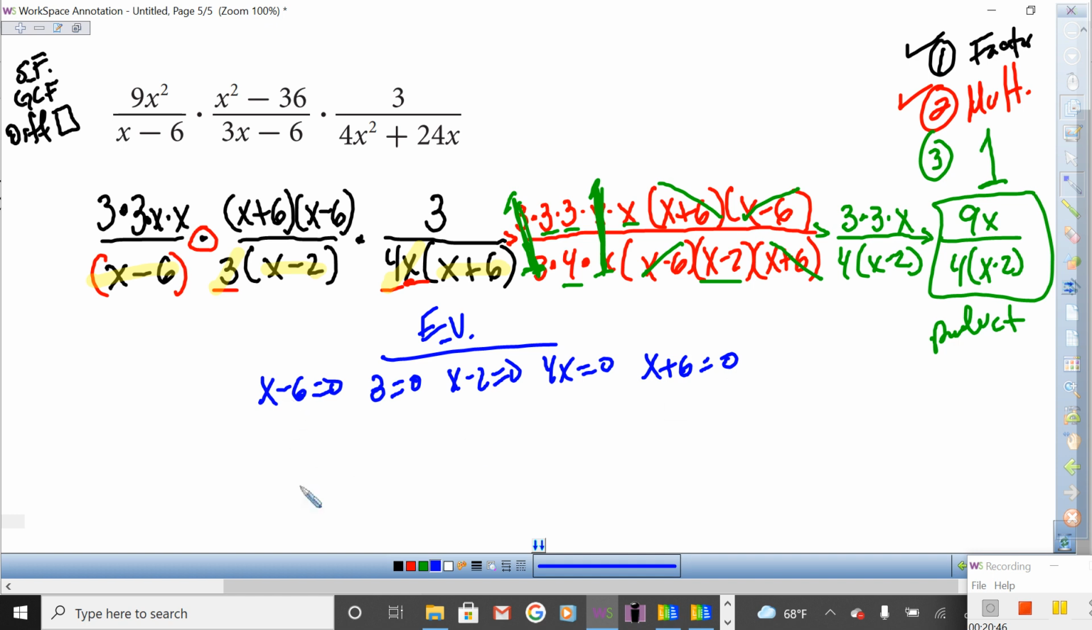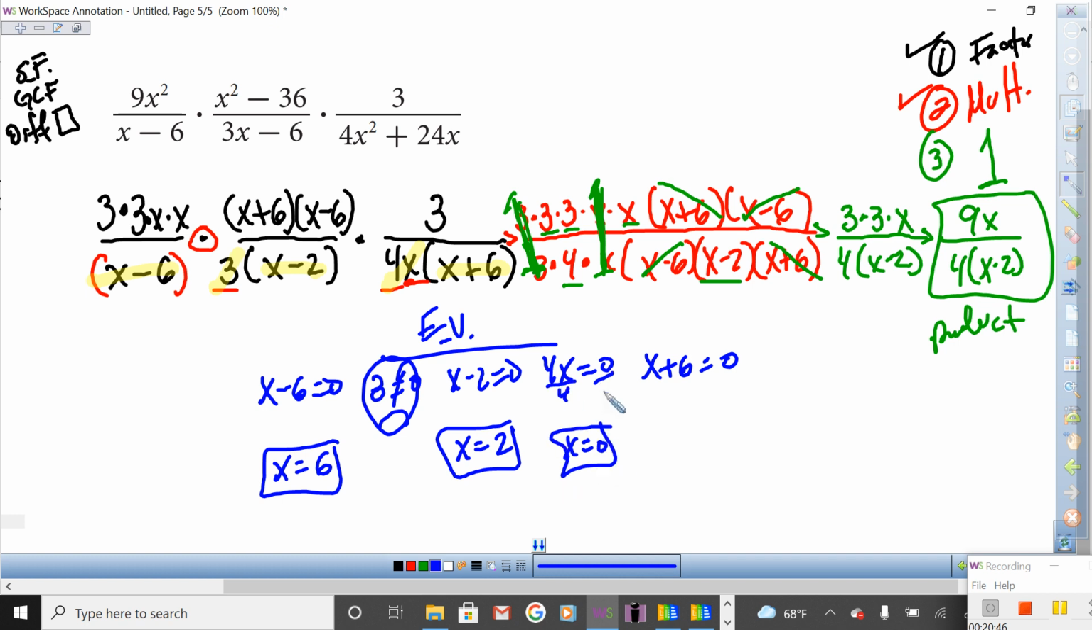So, solve this one, x equals what? 6. Is 3 equal to 0? No. And this one is 2. This one is 0. Yes. So you divide by 4, x equals 0. And this one is negative 6.